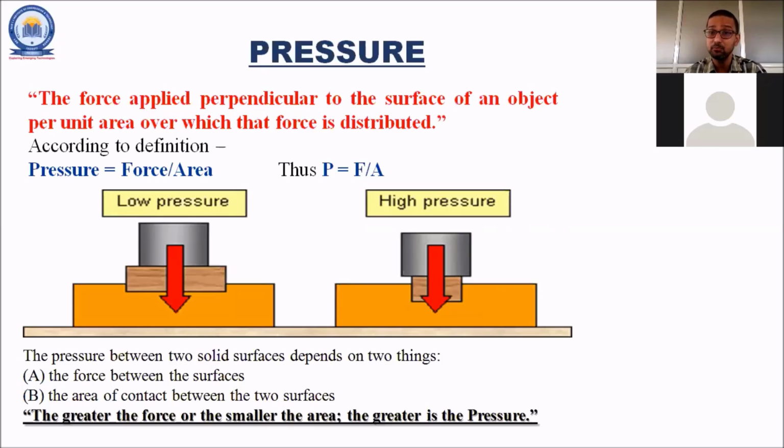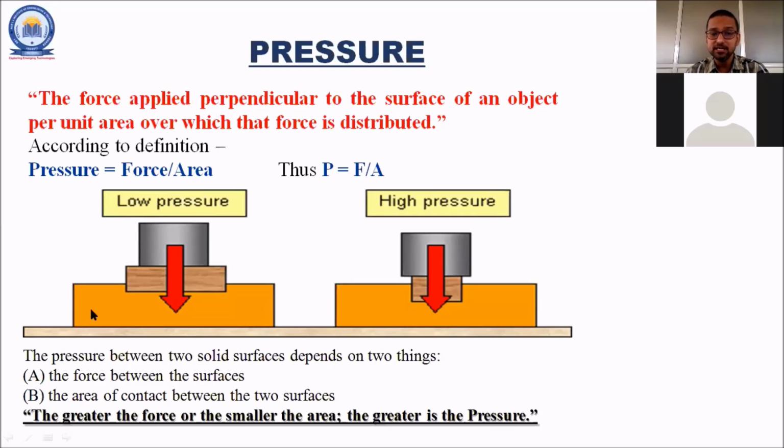Dear friends, pressure is one of the most important terms considering mechanical engineering and this subject. In several other topics, in several other chapters, we will be using the concepts of pressure. So try to focus, try to understand the points which I am discussing in this topic. So pressure, in a general sense, is the force applied perpendicular to the surface of an object per unit area over which that force is distributed. Considering the definition of pressure, we can simply write, pressure is equal to force upon area. Thus, in terms of notation, P is equal to F upon A.